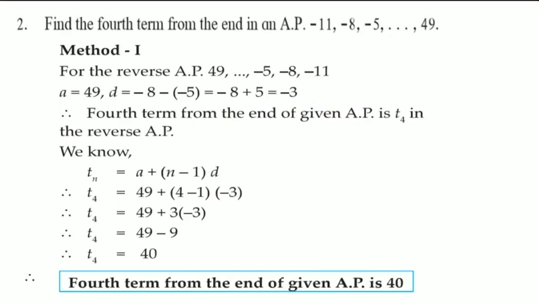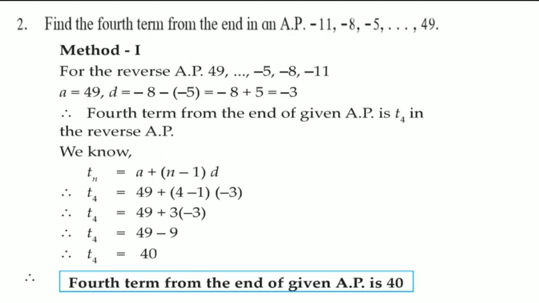Don't forget to write -3 in brackets. I told you why so many times. Okay. So always, whenever the difference is negative, you have to write it in brackets. And therefore, T4 is equal to 49 plus 3 into (-3). That is 49 minus 9, equal to 40. Therefore, the fourth term from the end of the given AP is 40. This is the first method. All of you copy it down.